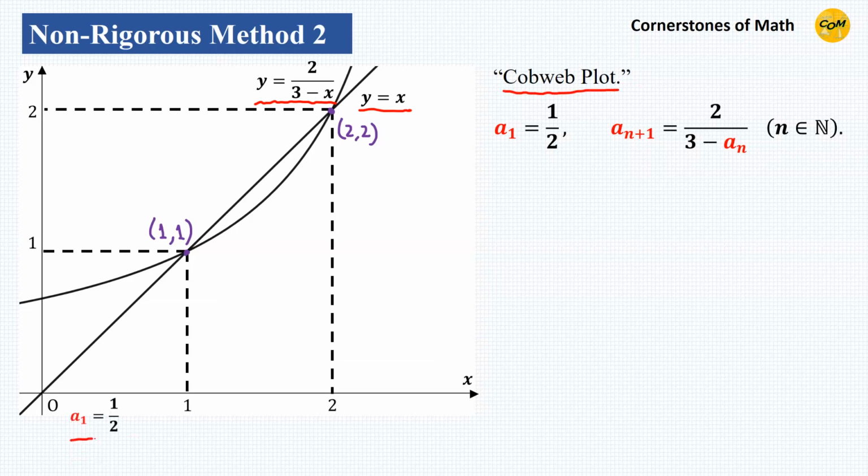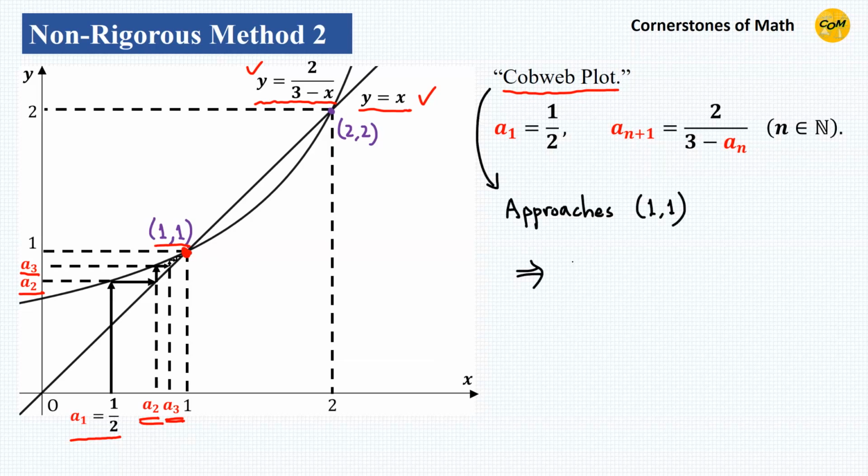First, it is given that a_1 equals 1/2. Therefore, using the graph of y equals 2 over 3 minus x, we know that this y coordinate is a_2. And using the graph of y equals x, we know that this x coordinate is a_2. Then, by the same process, you can see that this coordinate is a_3. So this x-coordinate is also a_3. And if we keep doing this, you can easily see that you approach the intersection point (1, 1), meaning that sequence a_n converges to 1.